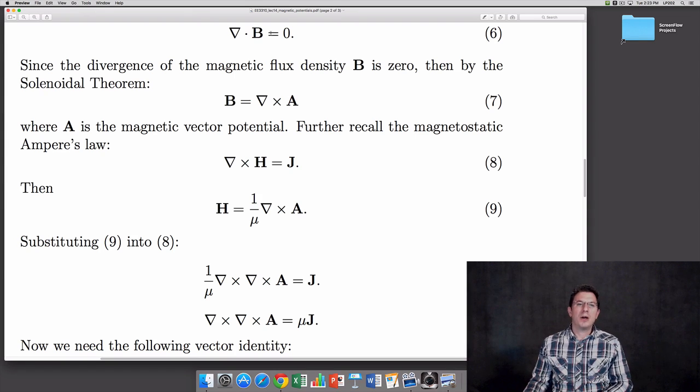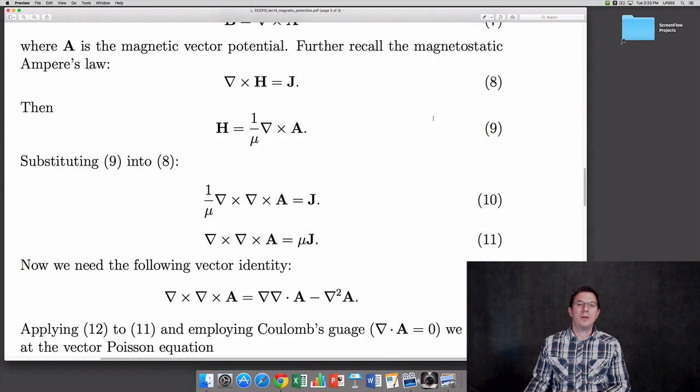So because of Gauss's law for magnetic fields here, we can write B as the curl of the magnetic vector potential A. Again, this can be calculationally useful to us. Further, recall the magnetostatic Ampere's law again. Now here, this is the more general magnetostatic Ampere's law, where we have not assumed a source-free region.